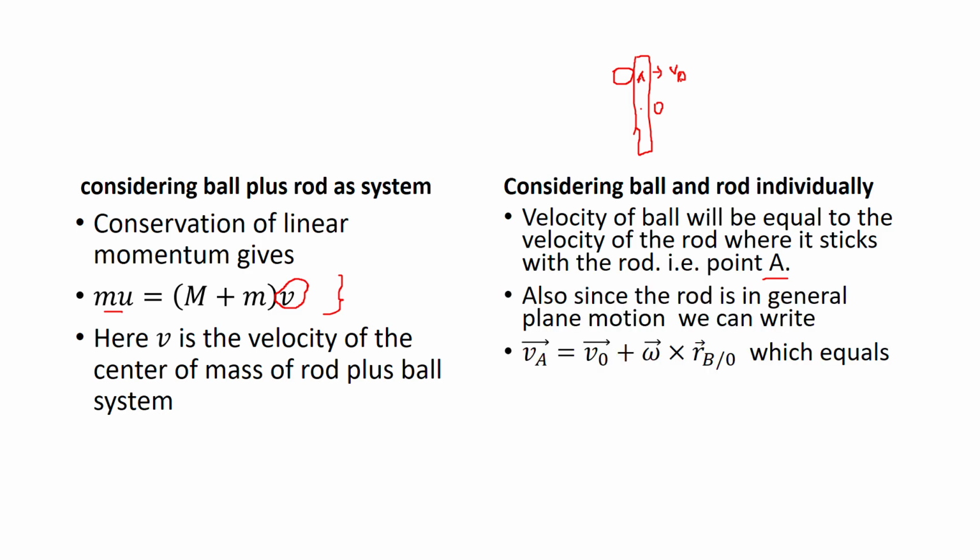Now in order to determine VA, we have to use this equation, which we have discussed earlier, that is VA equals VO plus omega cross RBO. VO is the velocity of the center of the rod, and if it is known and the angular velocity is known, assuming it to be known, if it is unknown we can solve it, then VA equals VO plus omega cross RBO. RBO is in fact, sorry, this should be RAO.